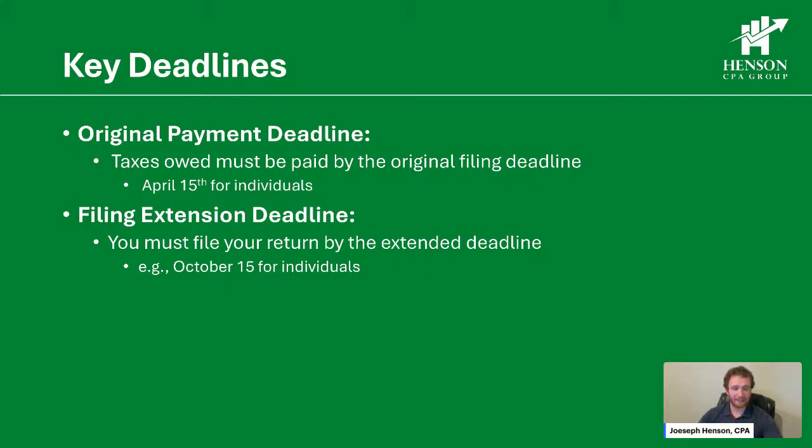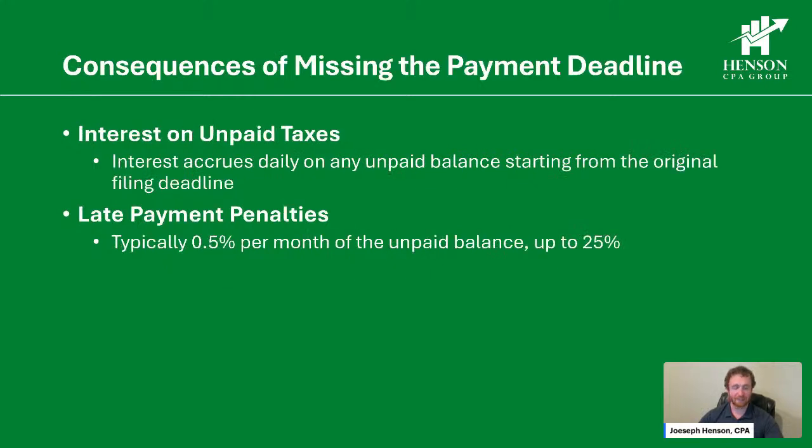So some key deadlines, you have the original payment deadline, which are going to be the taxes that are owed, and they must be paid by the original filing date. That's going to be April 15th for individuals. And then you have the filing extension deadline. This is when you have to file your return by at the end of the 6-month extension. For individuals, this is October 15th. Again, payments are still due on those original days, so April 15th. If you don't get an extension to file, if you don't file, you can have an underpayment penalty.